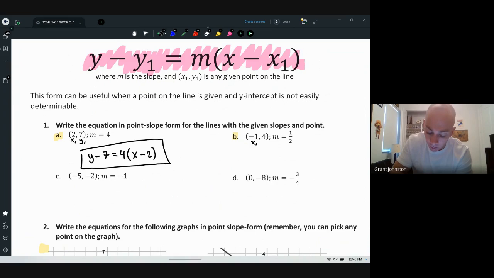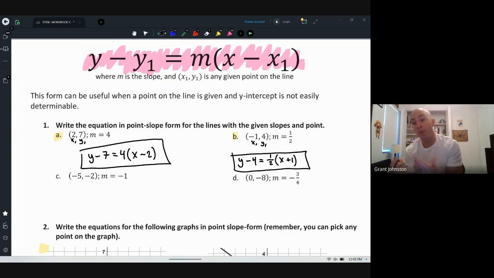So on B, I have this point here. I'm going to call this x1, y1. So I'm going to go y minus y1, well, y1 is 4, equals m, which is 1/2, parentheses, x minus x1. Now here, be very careful because x1 is -1. So if we go minus -1, I'm going to write a plus, because when you subtract a negative, it's like adding.